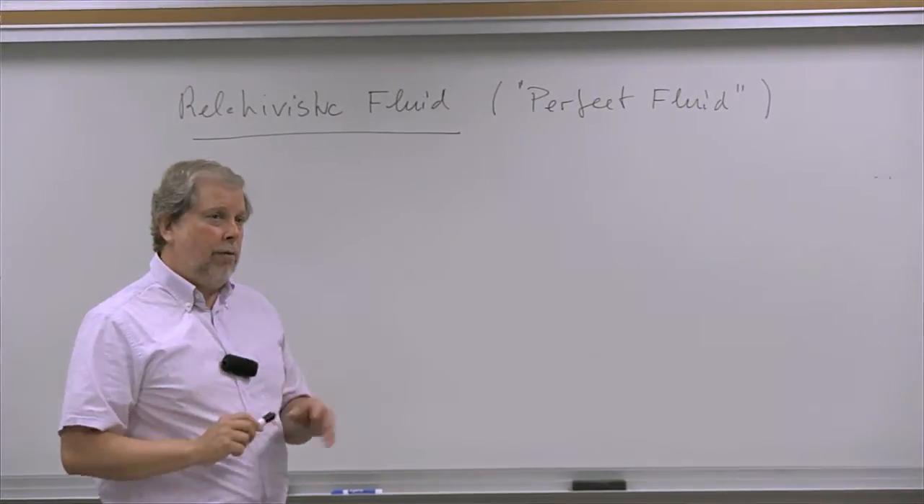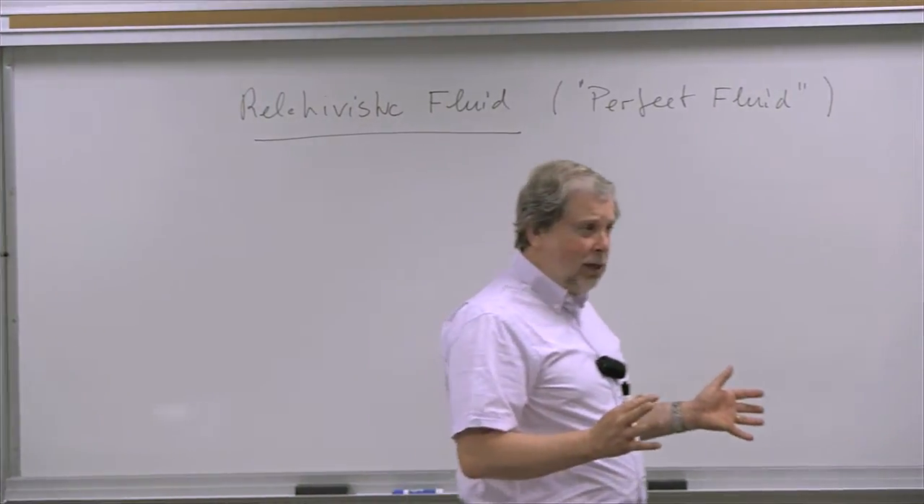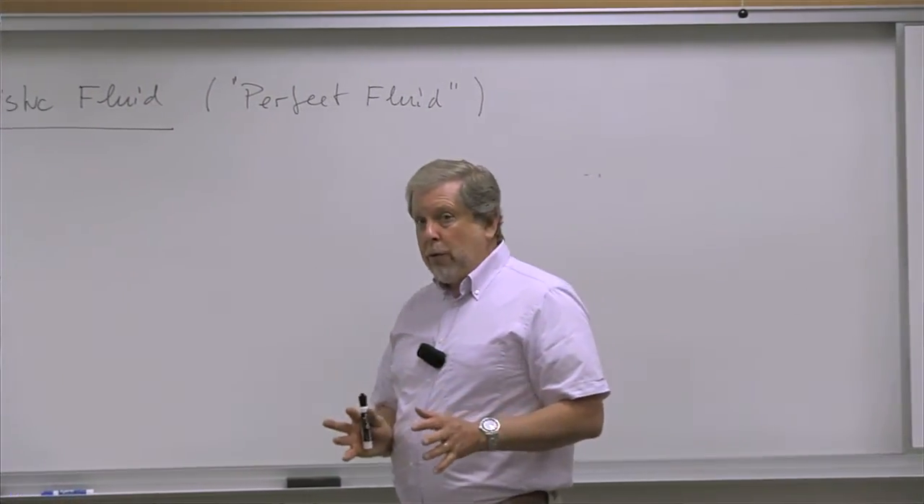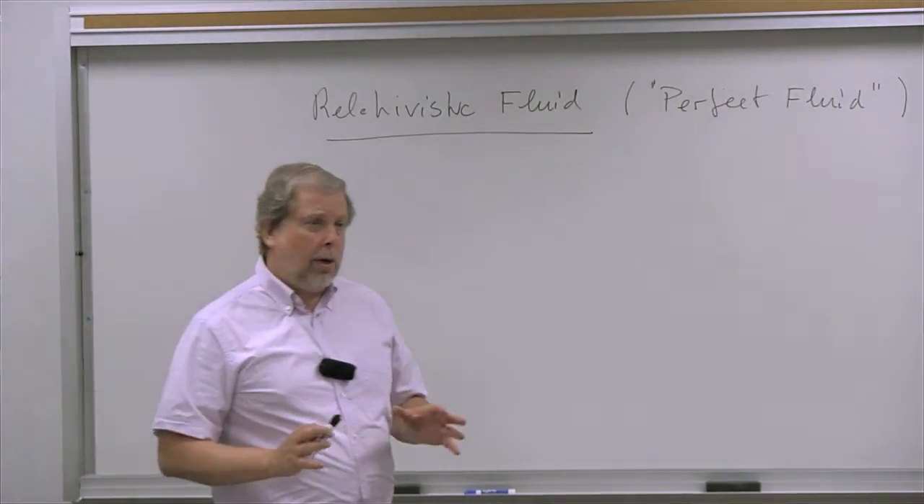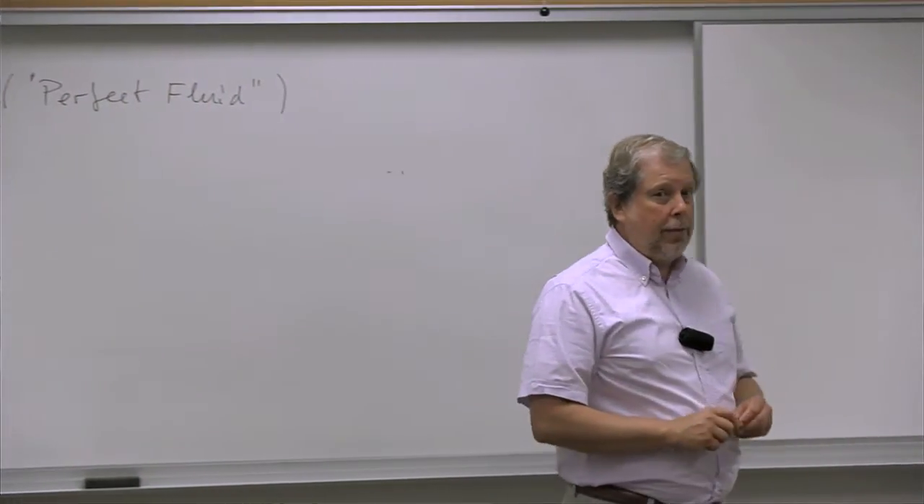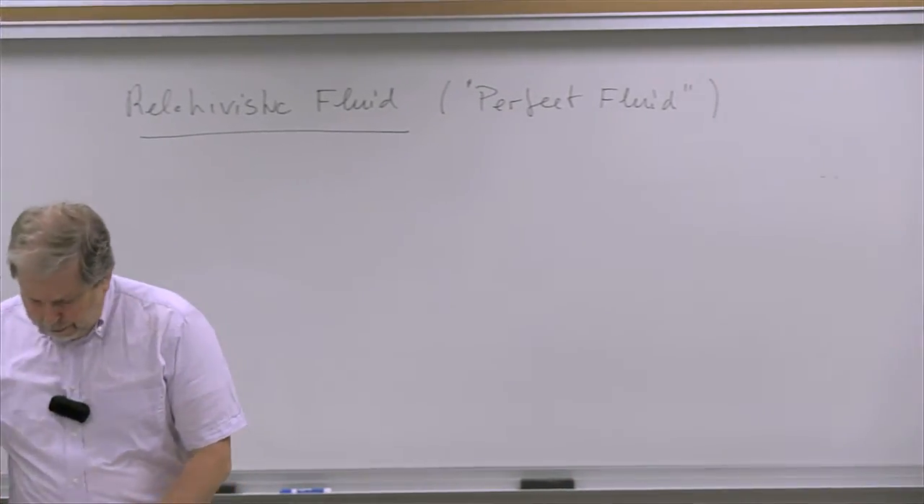So matter in the universe in a first approximation is described as some sort of fluid and has to be relativistic because otherwise we don't get the right behavior. So the perfect fluid is usually the starting point for cosmology. When you look at equations in cosmology, they are treated in a first approximation by the equations for a perfect fluid. So what is this perfect fluid?